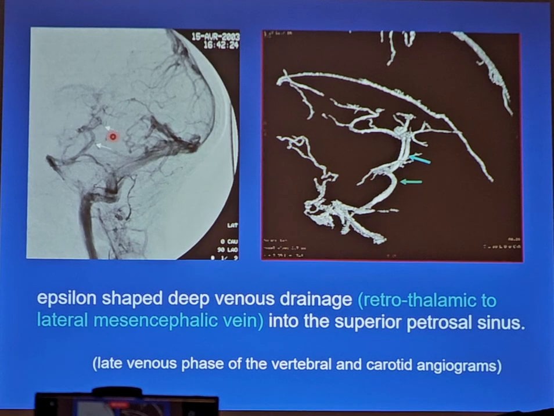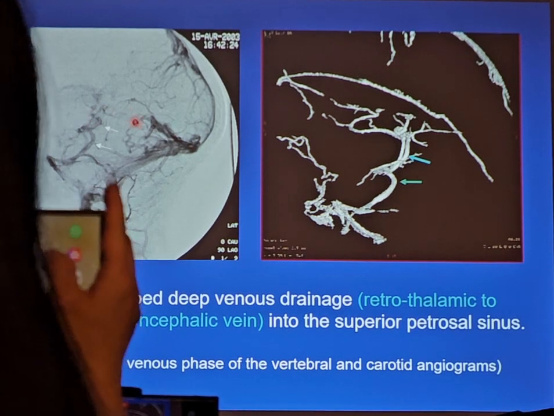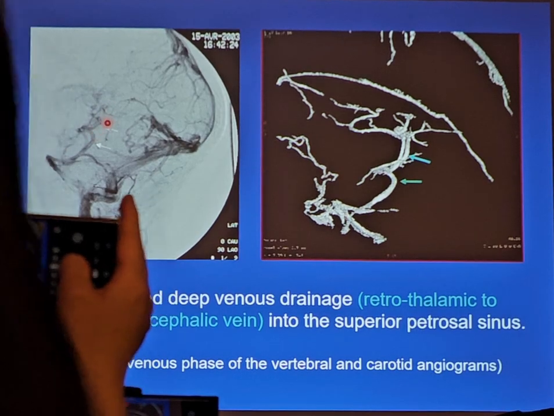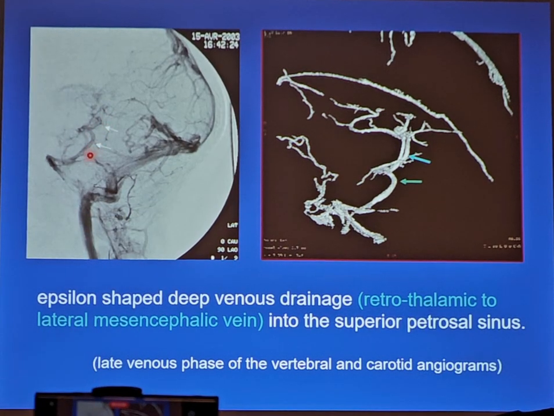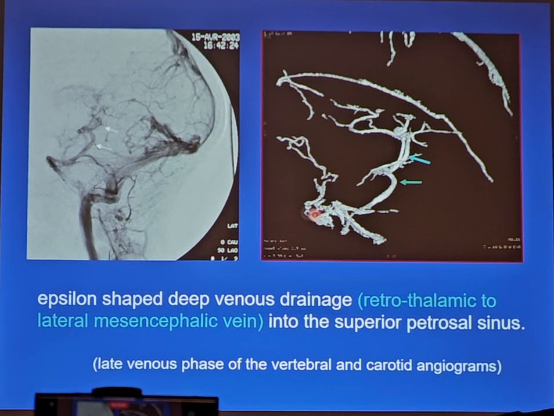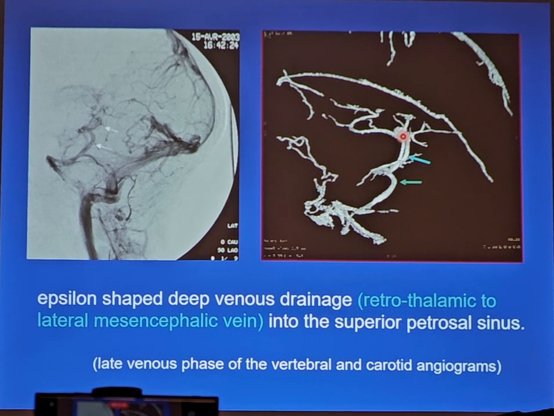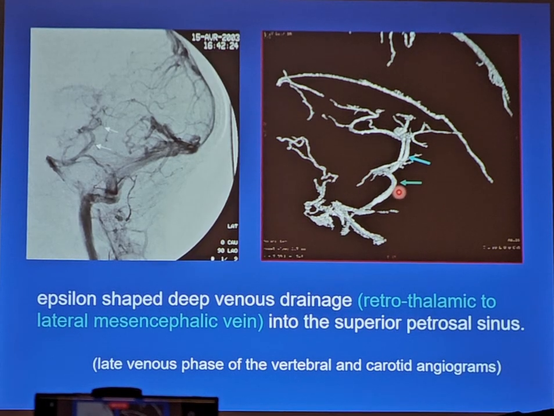Here is a patient with a typical configuration that you see in patients with vein of Galen malformations. This drainage pattern goes behind the thalamus to the lateral mesencephalic vein towards the petrosal venous system. You can see the petrosal sinus. You can see the lateral mesencephalic vein, retrothalamic to the internal cerebral vein. So there's another way out. We've seen drainage out through dural sinuses, through parietal veins, and this one to the posterior circulation venous system.